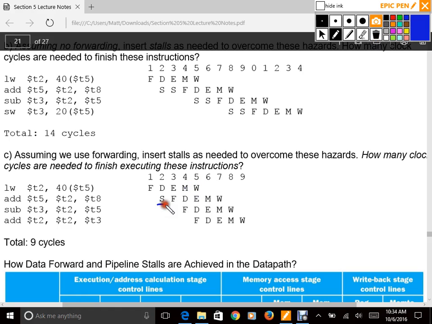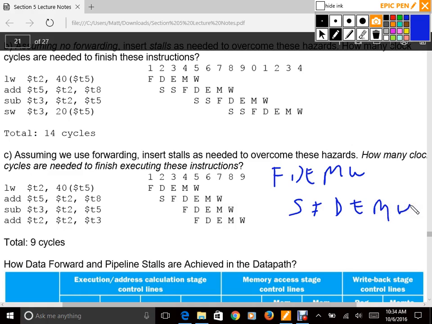But in this case, we still have to insert one stall. Normally, the way it would work would be fetch, decode, execute, memory, and write-back. And then we'd have fetch, decode, execute, memory, and write-back. However, in this specific case, we have to do the execution at the same stage as write-back, because that's when the value from load word is physically available in the data memory, correct? So this becomes decode, fetch, fetch are normally here, so we have to insert one stall, memory, write back.